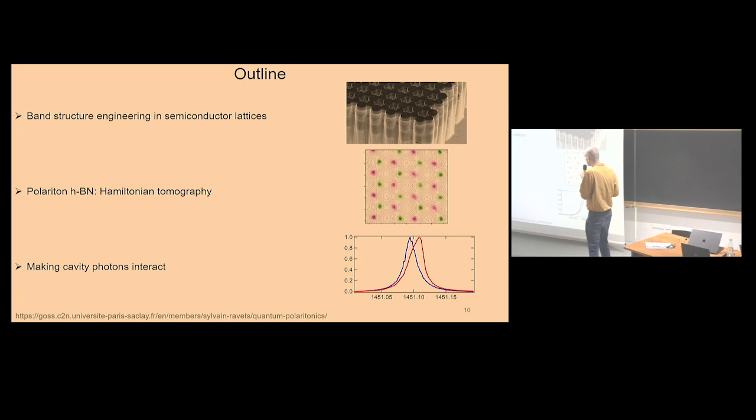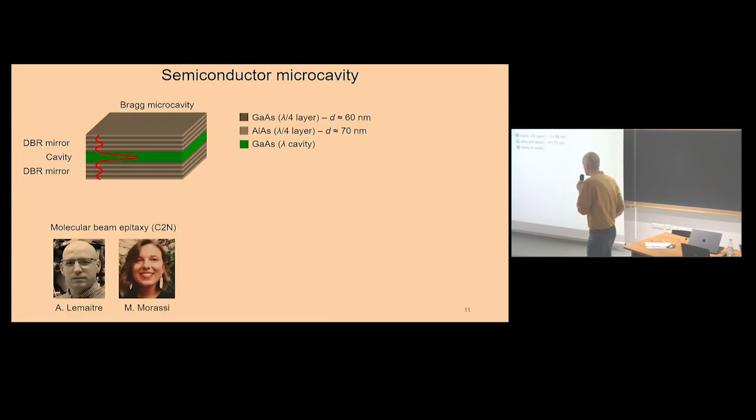All right, so let me start by discussing band structure engineering in semiconductor lattices. Our system of choice is made of semiconductor materials. These materials are grown by molecular beam epitaxy. It's a technique where you can grow crystals atomic layer by atomic layer in a very controlled fashion, so that you can fabricate stacks of different semiconductor materials. Typically here, each gray level represents a different material, for instance gallium arsenide or aluminum arsenide layers. These materials have different optical indices of refraction.